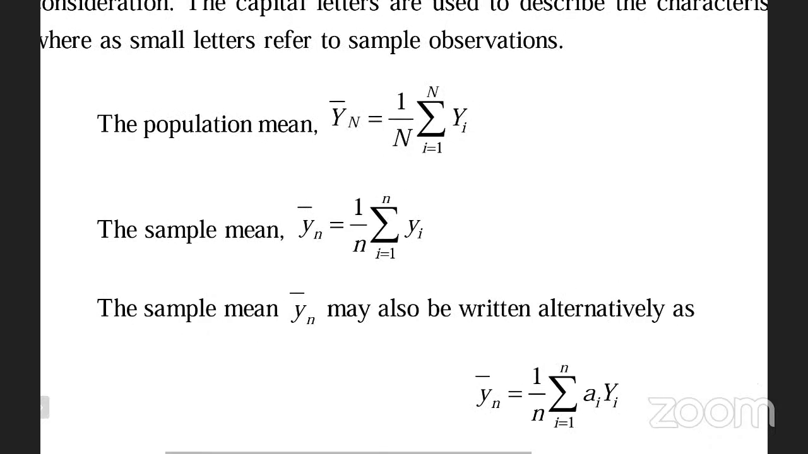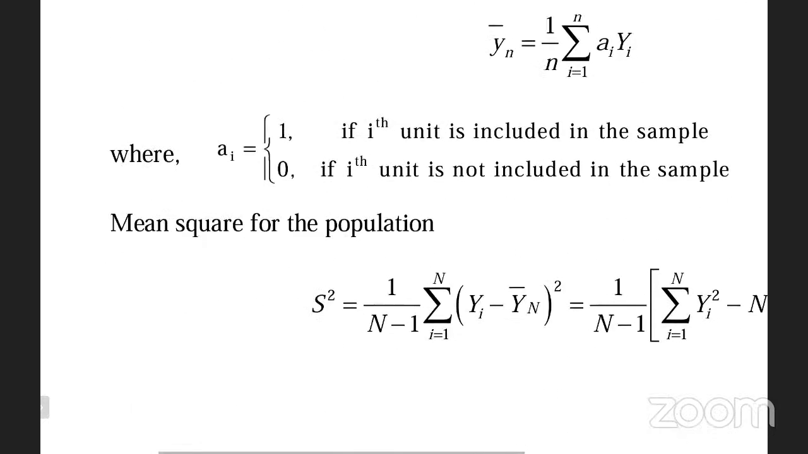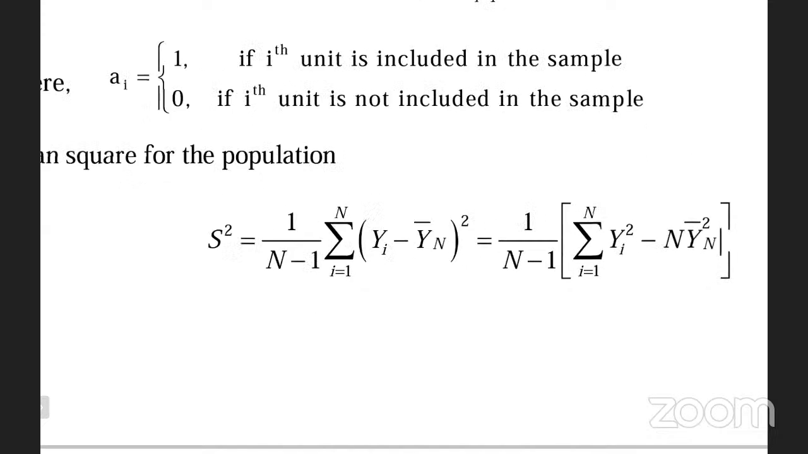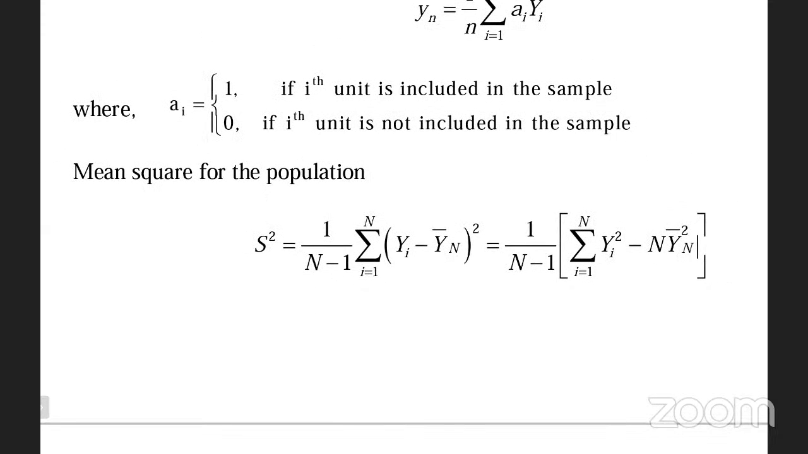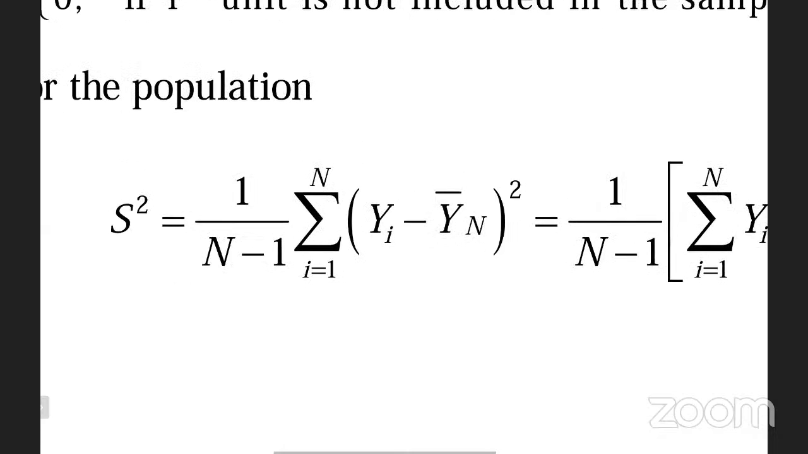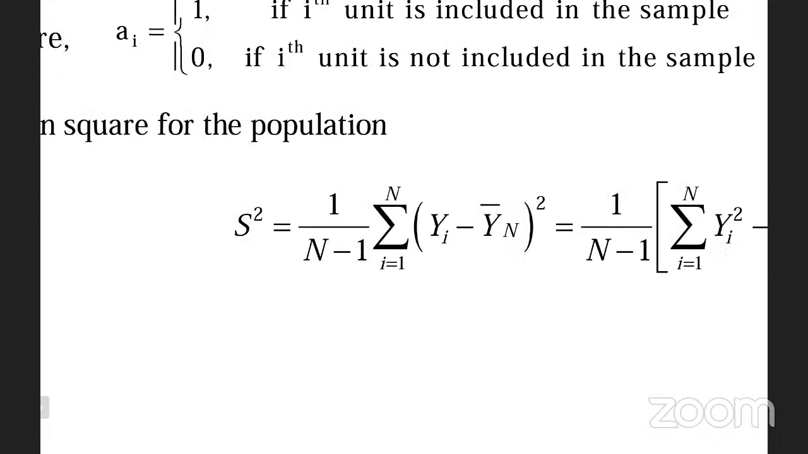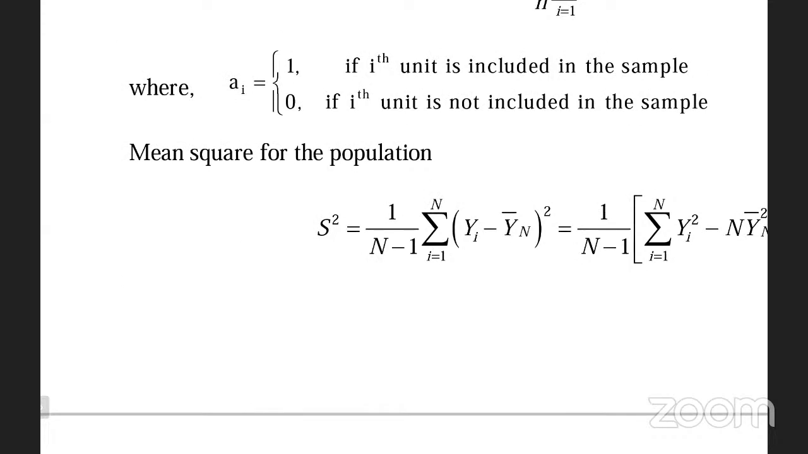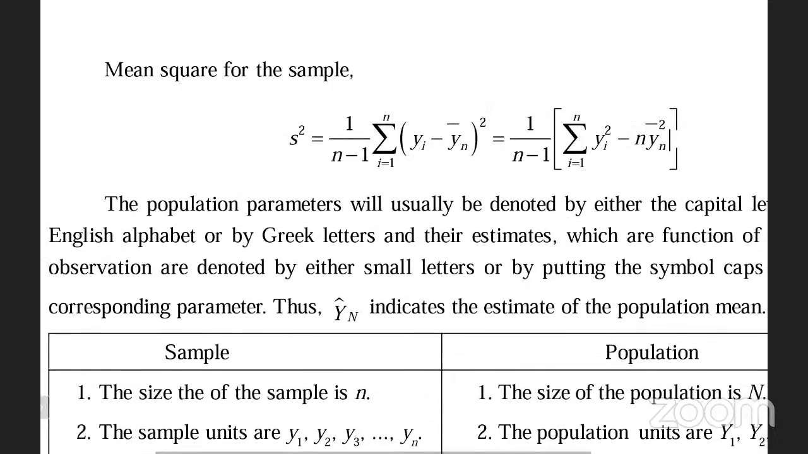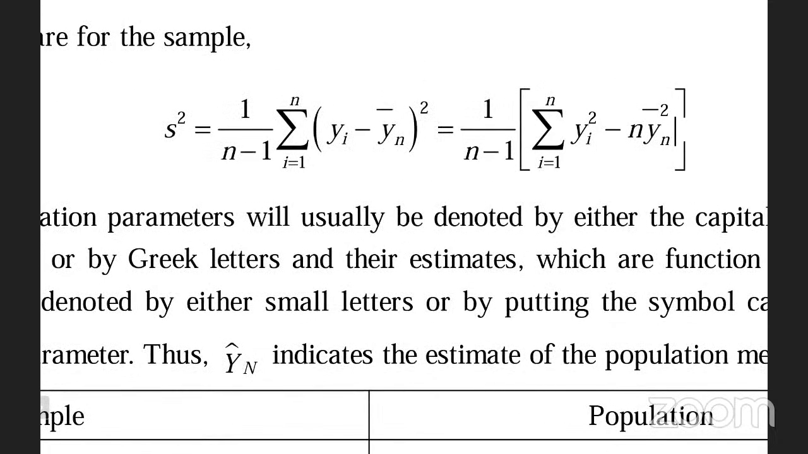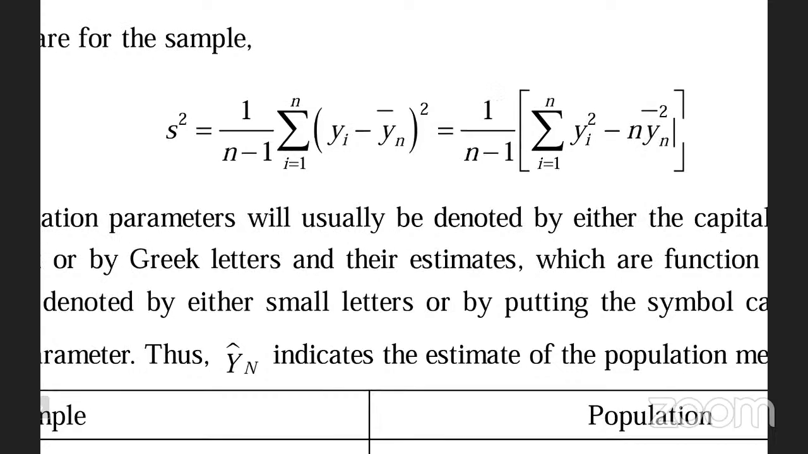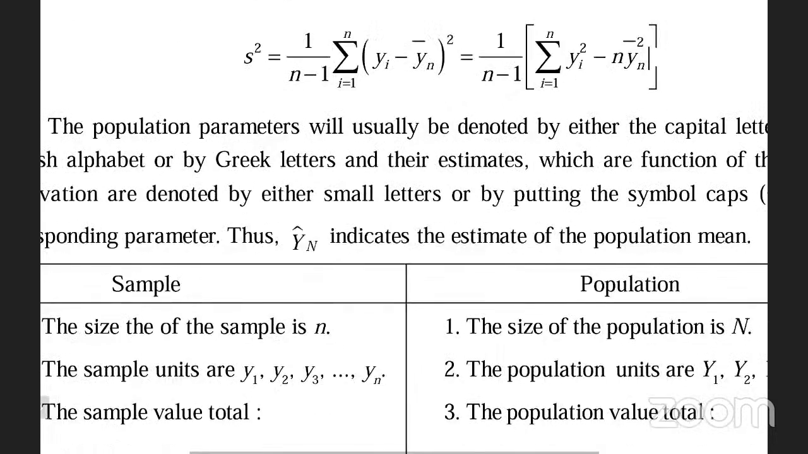Next, the difference between the sample mean and population mean. Next is the mean square of the population. Mean square of the population is called the variance. Variance is denoted by S square. S square is the summation of (yi minus y bar) whole square divided by n minus 1. That is called the mean square of the population. Now coming to the sampling, S square equals the summation of (yi minus y bar) whole square divided by n minus 1.